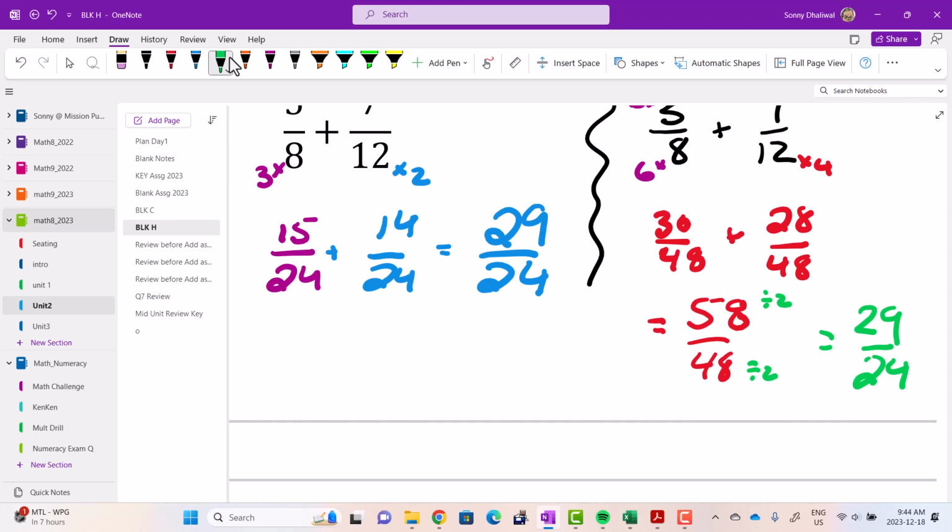So it doesn't matter which one you pick. You will always end up with the right answer, but you just may have to do more simplifying if you pick not the lowest. So the phrase is, we're looking for not just the common denominator, we're looking for the lowest common denominator. This makes the math easier later on.